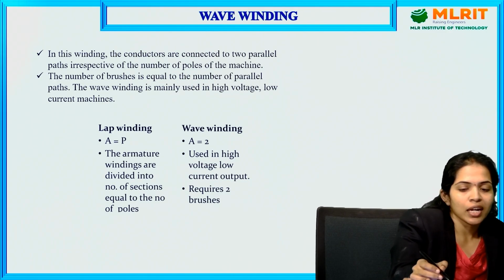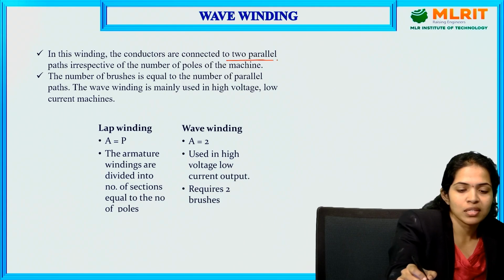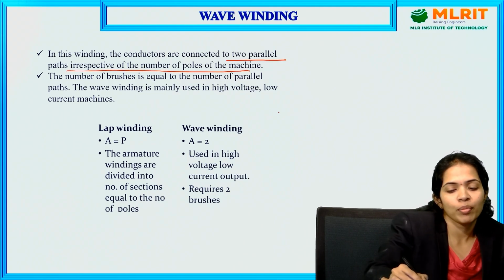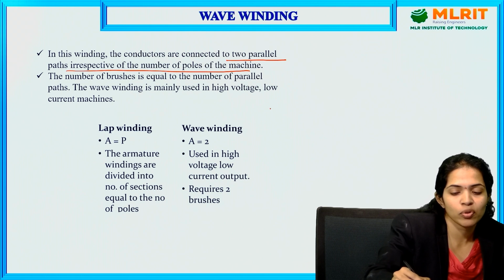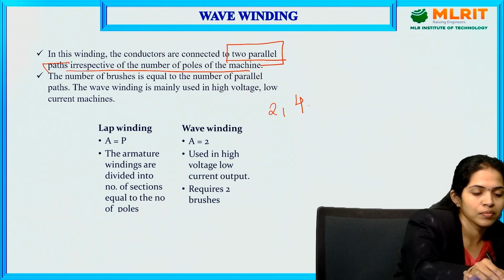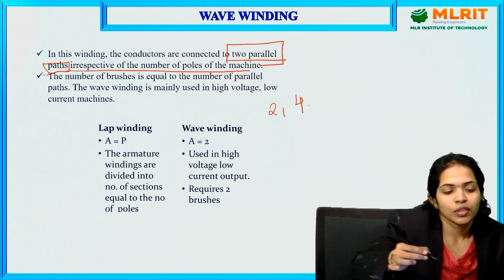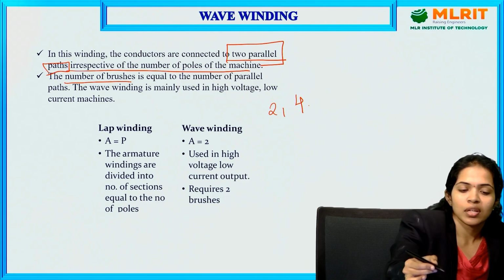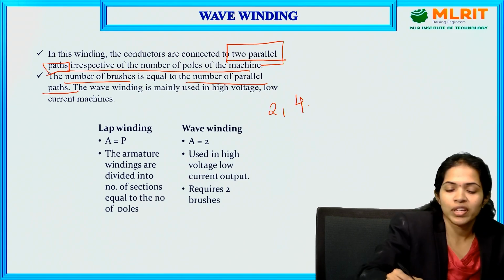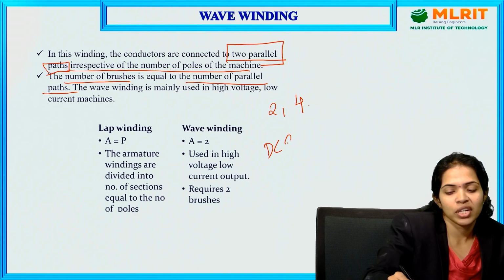In this winding, conductors are connected to two parallel paths irrespective of the number of poles of the machine. The poles may be 2 or 4, but all your conductors are connected in two parallel paths. So here the number of brushes is equal to the number of parallel paths. Obviously in a DC generator or a DC machine, we have two brushes.